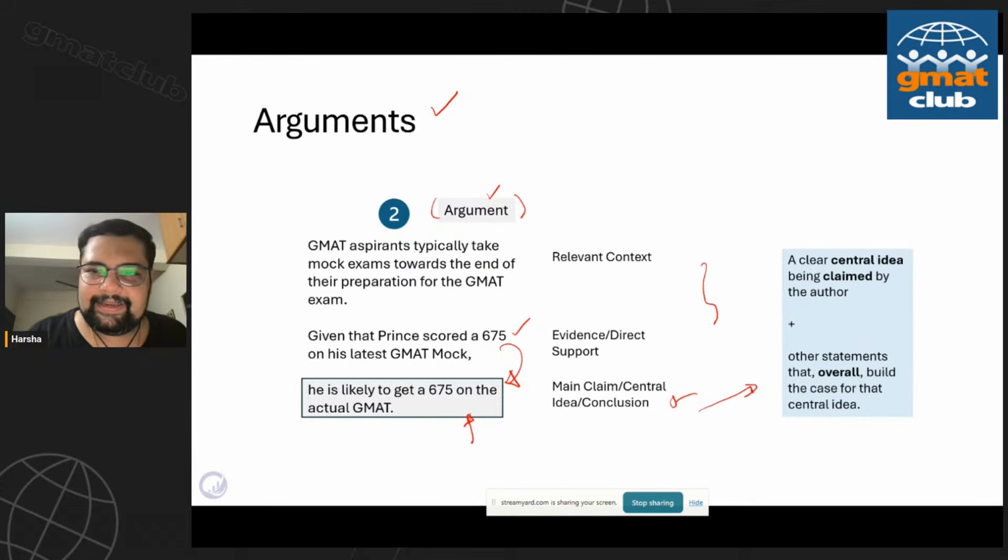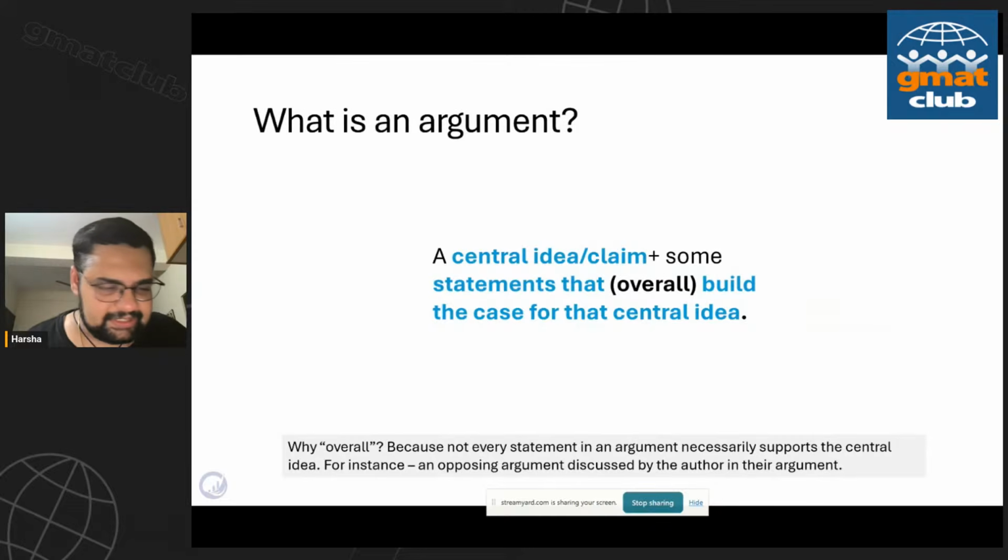So what exactly is an argument? There's a clear central idea that is being claimed by the author. I'm using all these terms intentionally. It's a clear central idea claimed by the author, plus some statements that, at an overall level, build the case for or support this central idea. Everybody clear with this? So just to summarize, what is an argument? It's a central idea or claim, plus some statements that overall build the case for that central idea. Now, you might be wondering why I'm using this word overall here.